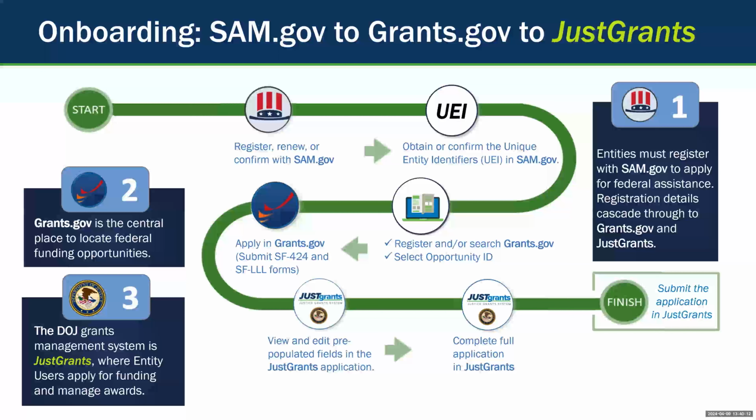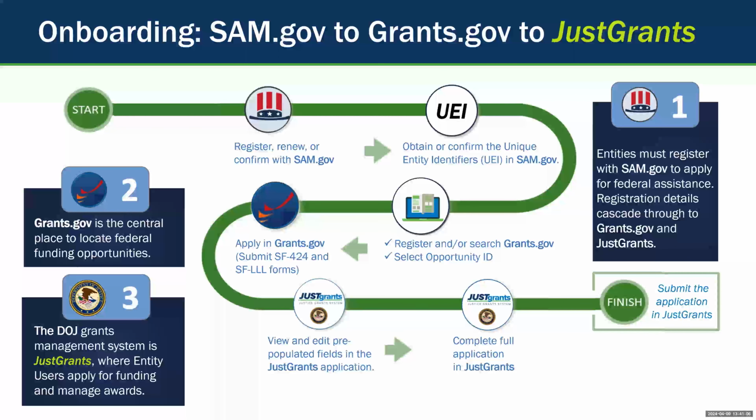Now, for entities that are new to Just Grants, the initial entity onboarding process is triggered when you as an entity submit an application for DOJ funding in grants.gov. And that's where you first apply as part of the two-step grant application process. Once Just Grants receives the grants.gov application, the entity administrator is going to receive an email with onboarding instructions. On the other hand, we have individual entities. For individual entities, initial onboarding bypasses SAM.gov, and these people will register with typically an EIN or a TIN that they get from the IRS. So that's pretty much your onboarding SAM.gov to grants.gov roadmap.